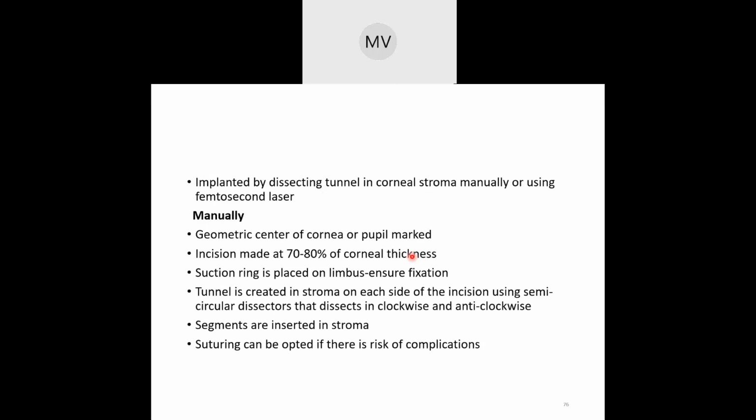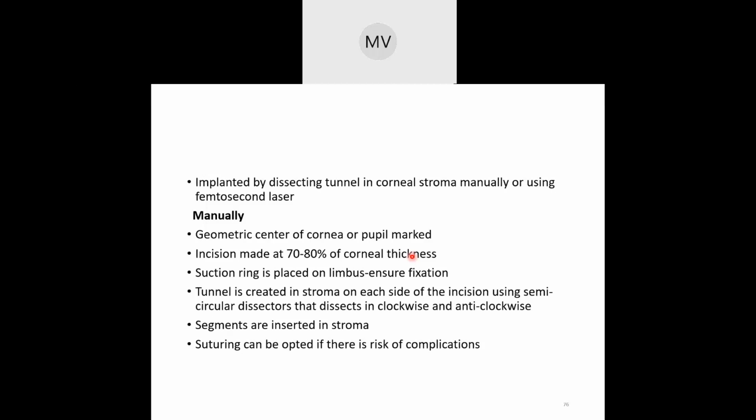Implanted by creating a tunnel in the corneal stroma manually or using femtosecond laser. The geometric center of the cornea or pupil is marked. Incisions are made 70 to 80% of the corneal thickness. A suction ring is placed on the limbus to ensure fixation.